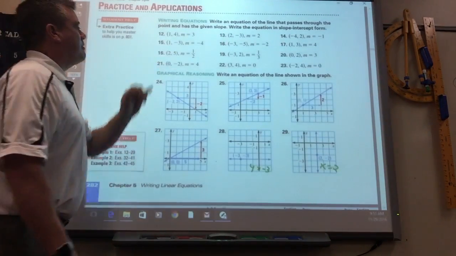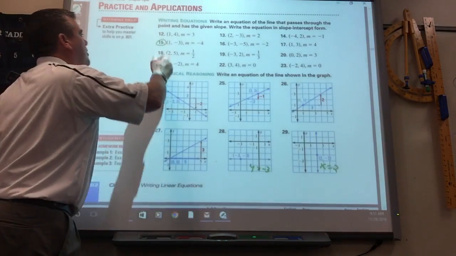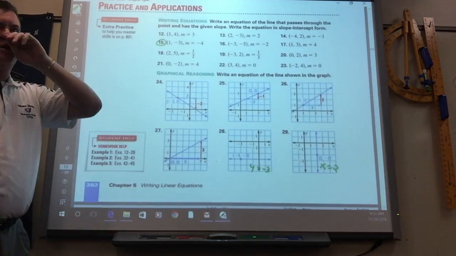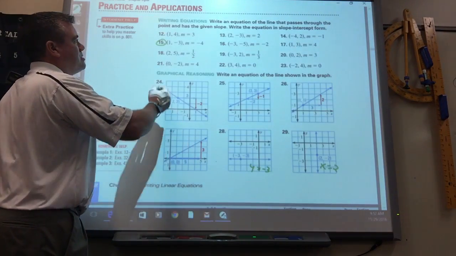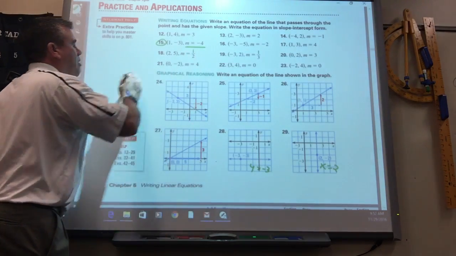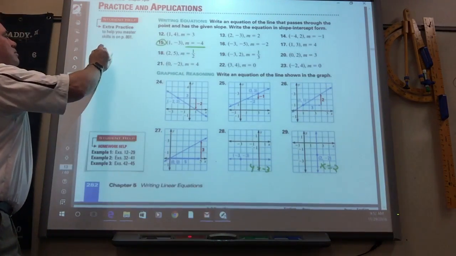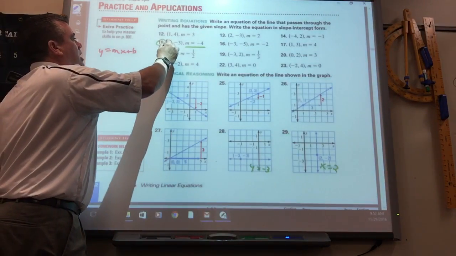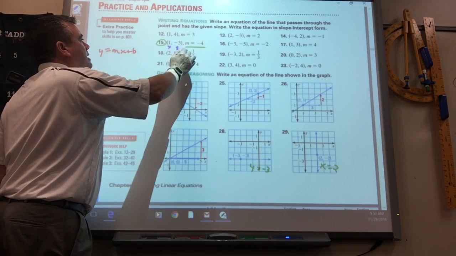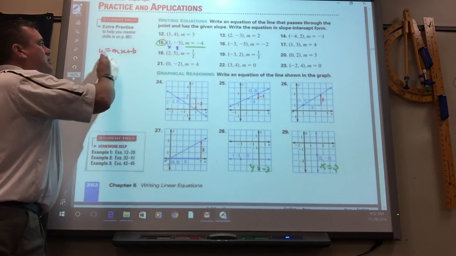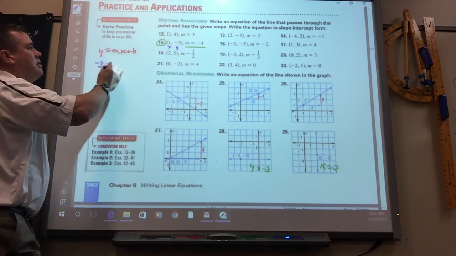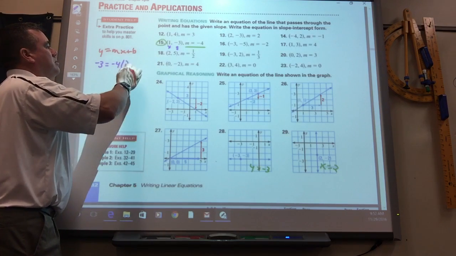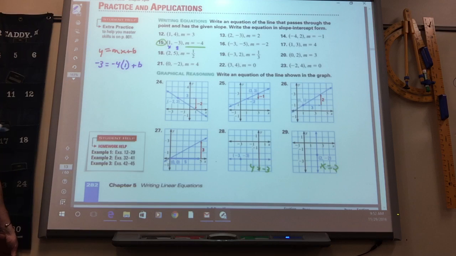Okay, so starting at 15, these are all done the same way. Even these right here, I'll do 24. You can do them out of order. You need to find what B is. We know what M is. So we plug in 1 for X, negative 3 for Y, and negative 4 for M. So the Y is a negative 3, M is a negative 4, X is a 1, plus B. And then you solve it.